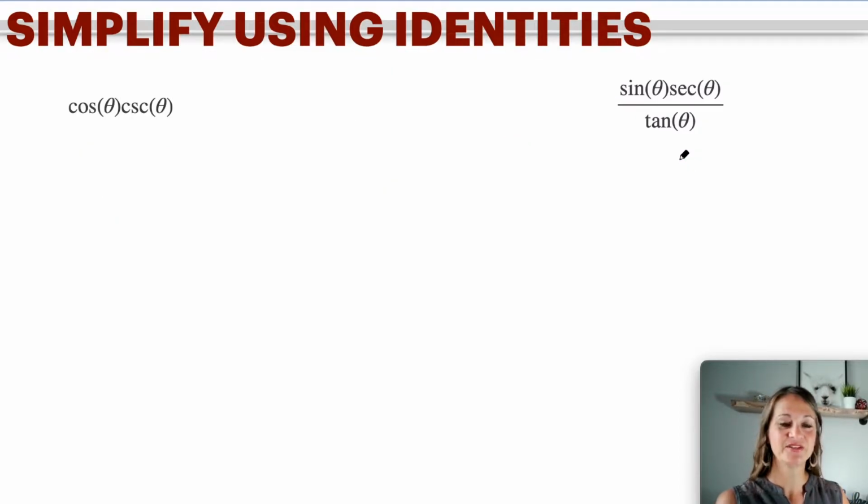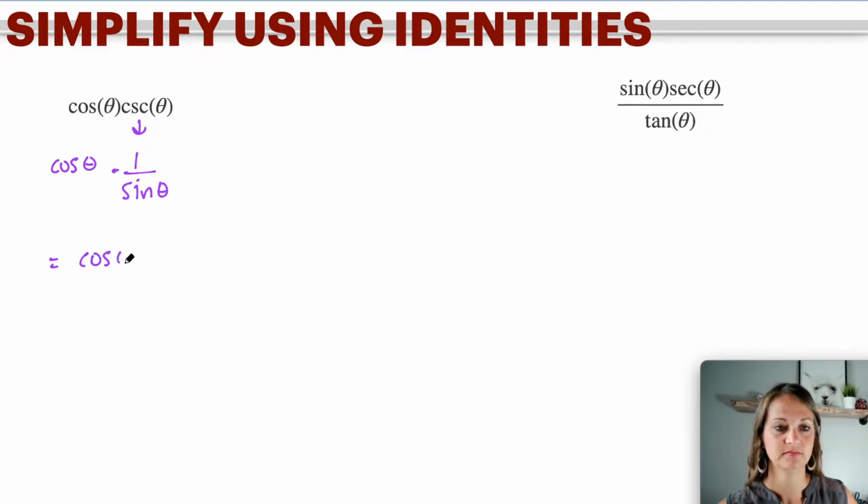Next, we're going to do this again. We have cosine multiplied by cosecant. I realize that cosecant is the same thing as 1 over sine, and I'm going to bring down my cosine. So I'm going to rewrite this as 1 fraction. Cosine is in the numerator, and I have sine in the denominator. Now this is a quotient identity. Cosine divided by sine is the expression cotangent of theta.